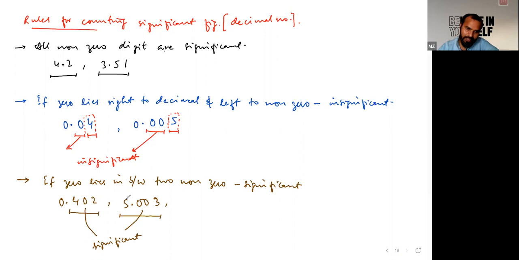Just see, we have a non-zero digit here. If there is a zero which lies in between any two non-zero digits, whether it is right of the decimal, left of the decimal, or in any condition, if there are two non-zero digits covering it, then it would be significant. Okay, Umar? Okay, sir.